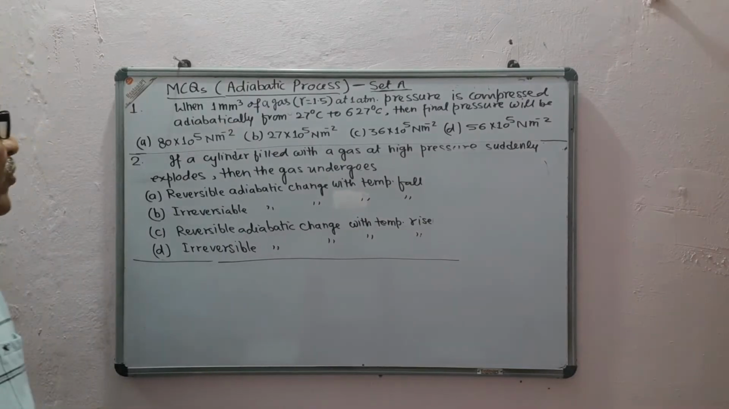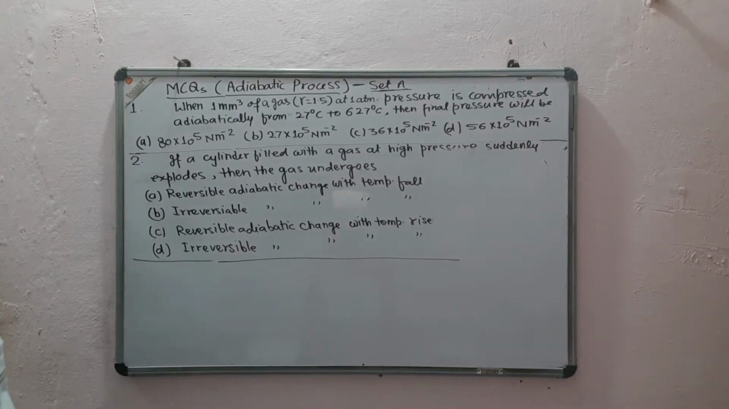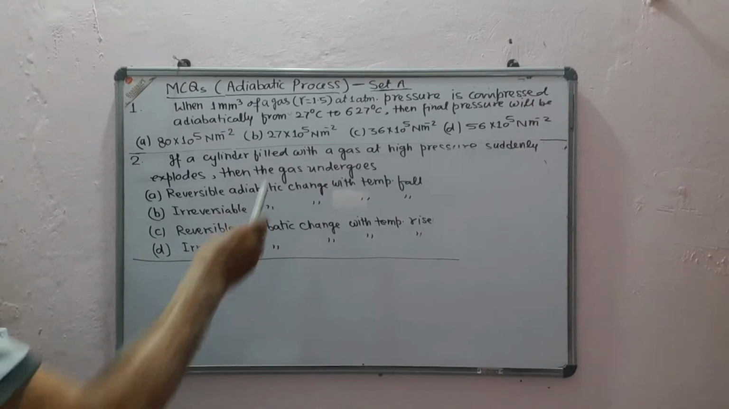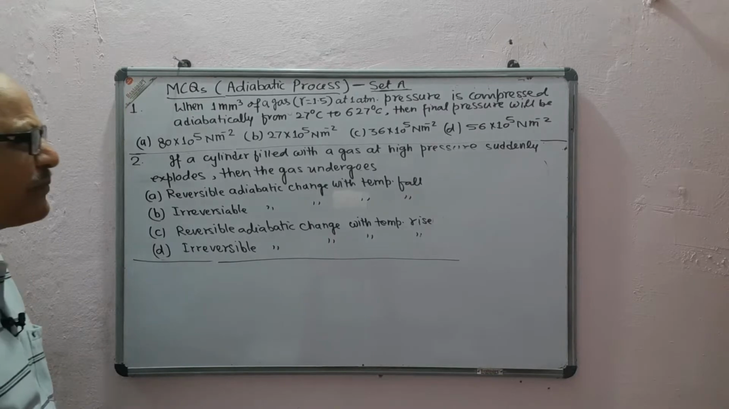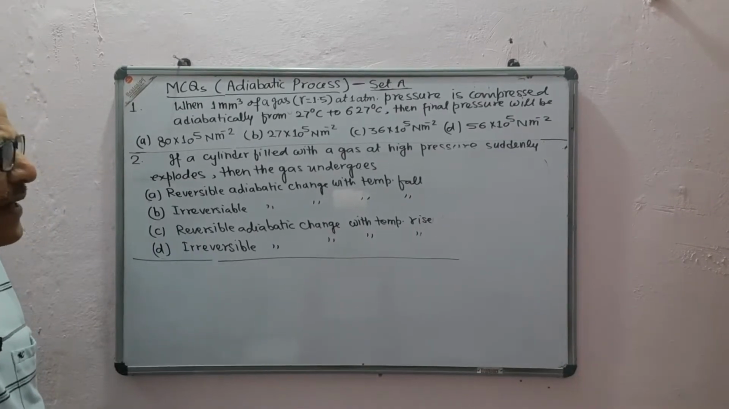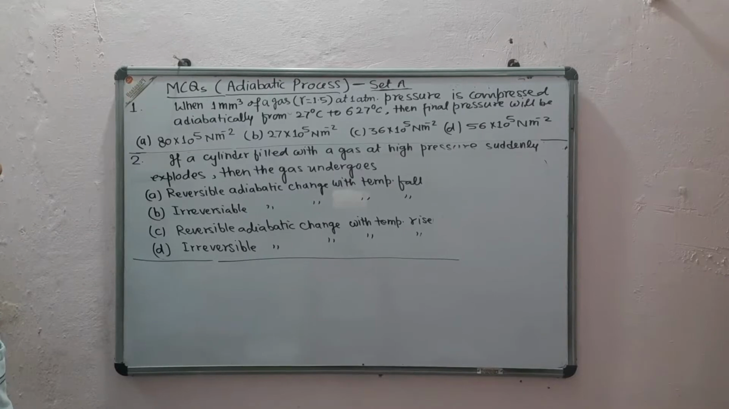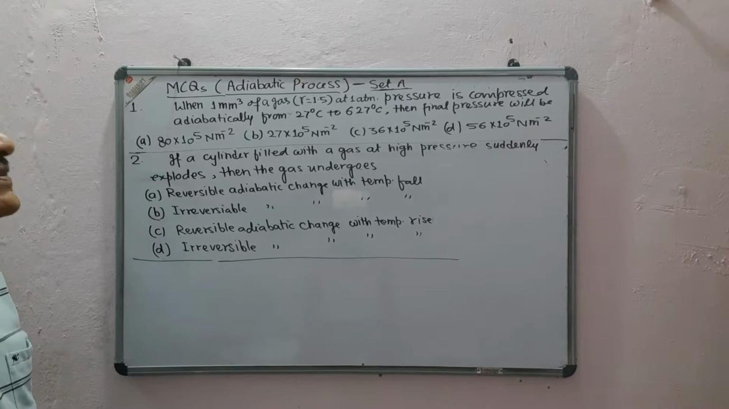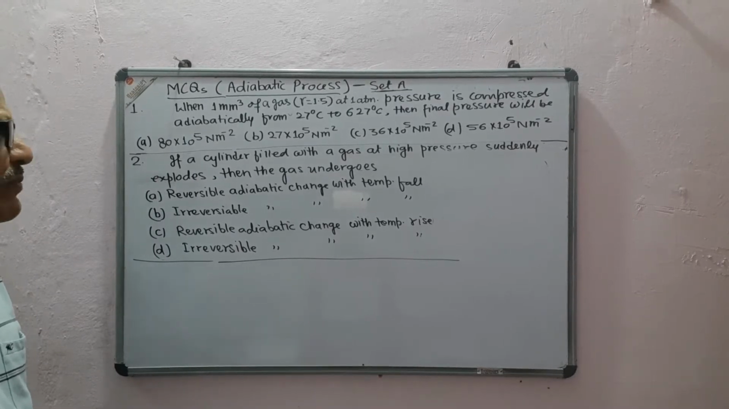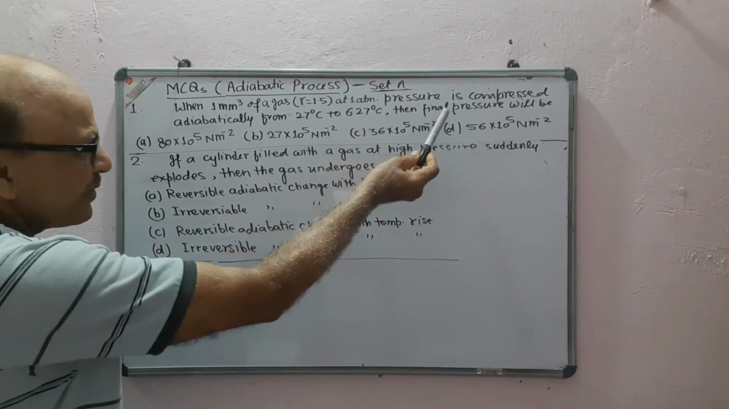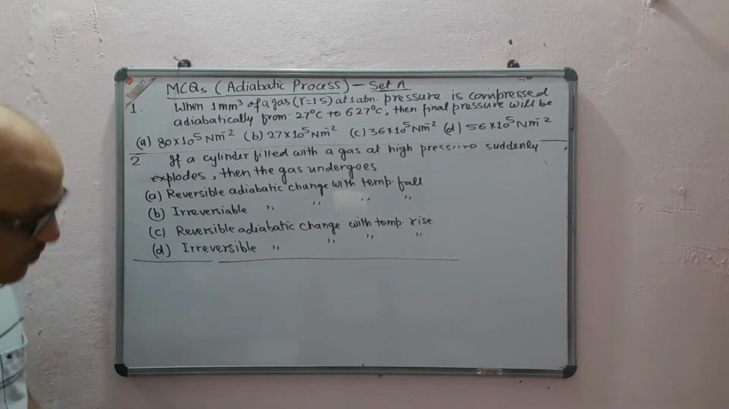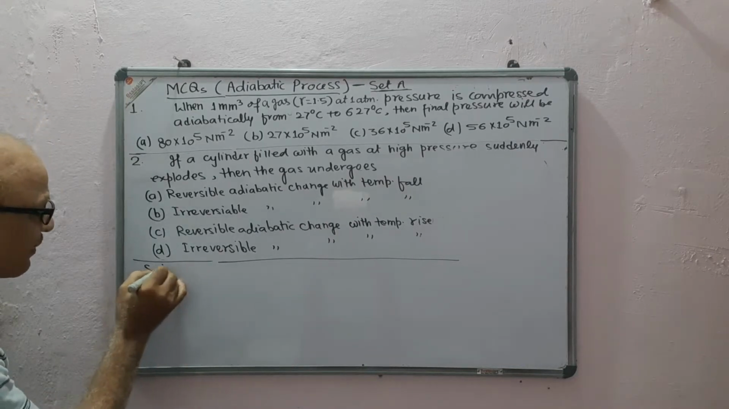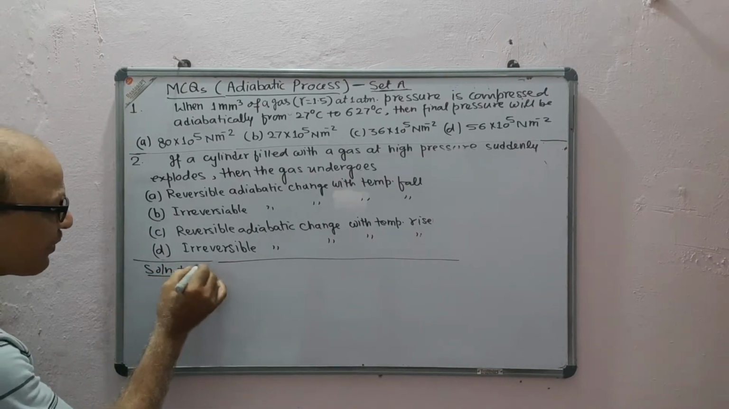First question is, when 1 millimeter cube of a gas whose gamma, which is Cp upon Cv, is 1.5 at 1 atmosphere pressure, is compressed adiabatically from 27 degrees Celsius to 627 degrees Celsius, then the final pressure will be? We will have to use the relation between pressure and temperature. Solution to question 1.